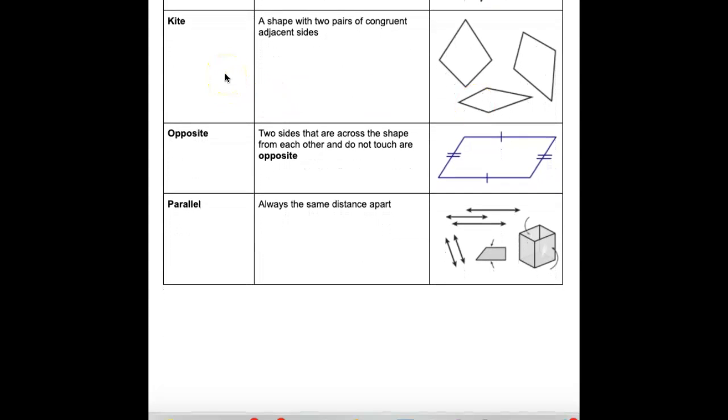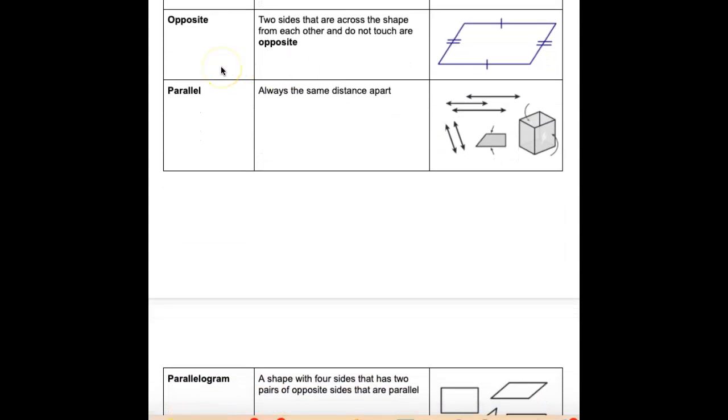Our next vocabulary word is kite. Kite is a shape with two pairs of congruent adjacent sides. These three shapes are kites because these two sides are congruent and these two sides are congruent. The same thing over here. And finally, these two sides are congruent and these two sides are congruent. Kites have that traditional kite shape like what you see flying in the sky.